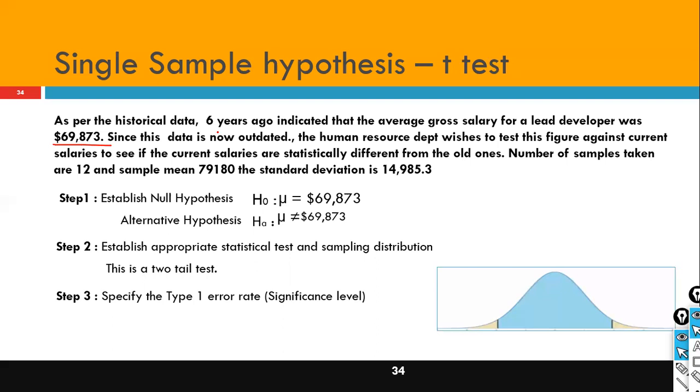The number of samples taken is 12, the sample mean was 79,000, and the sample standard deviation was given here. Only then can you do the t-test. The population mean was given here, but the population standard deviation is not there. Hence, obviously, you need to do the t-test. Here, you define the null hypothesis like this, and it could be the same: the salary drawn by a lead developer 6 years back was the same as the current lead developer's.